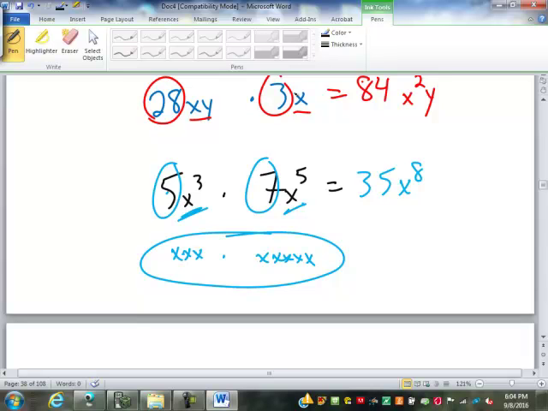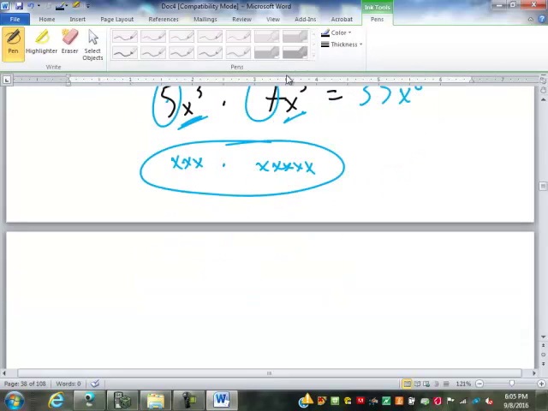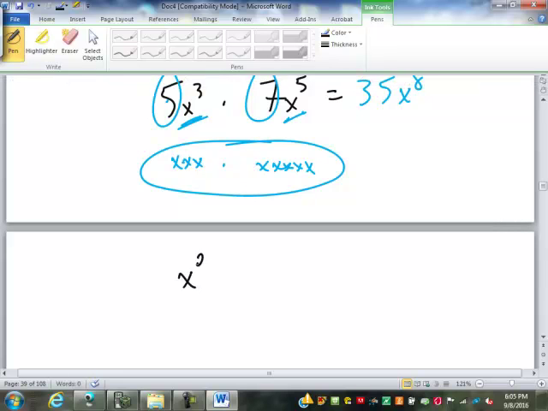I know everybody's saying, why are we adding? Well, we're not really adding, but the appearance is that we're adding, because it is really multiplying. You know, x squared times x to the 4th. This is x squared is x times x.